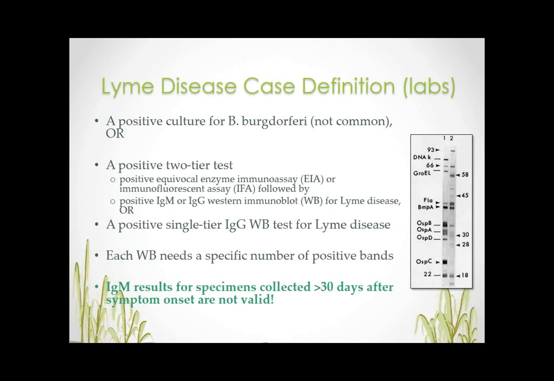For example, the criteria that requires at least 5 IgG positive bands reflects the fact that people with Lyme disease have at least 5 detectable antigens. And importantly, it's very important to know that any IgM Western blot results are only valid if the specimen was collected less than 30 days after the symptom onset. So knowing a date of symptom onset is critical when evaluating if the lab test is appropriate.